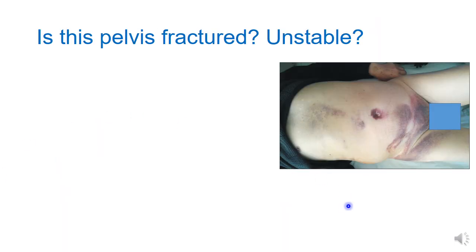We see the patient in the ER, and still we don't have x-rays. We have this patient, who maybe has some signs of hemodynamic instability, and now we should know if the pelvis is fractured or not, and if the pelvis is fractured, again, is it an unstable pelvic fracture, which will cause more bleeding, or is it a stable pelvic injury? How to guess about this without x-rays? Because as we said, we need fast action from the start.